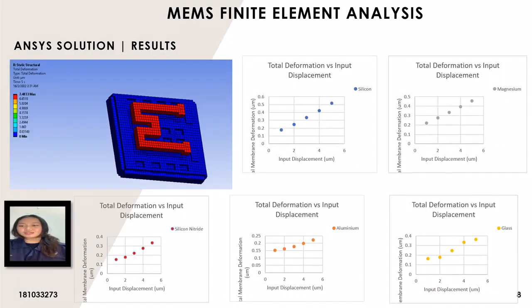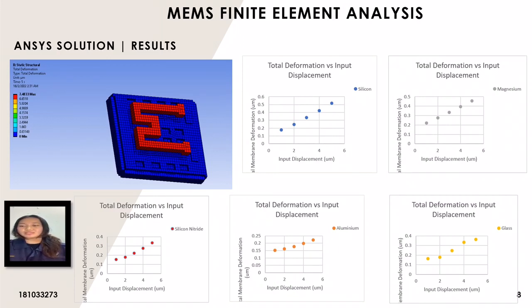So this is the second slide that I will present. This is the whole result that we get from this simulation. As you can see in this picture, this is the total deformation, and the red one is where we have applied the displacement. In this part, each of us is using 5 different parameters, which means we are using 5 different materials. I am using silicon as the material.